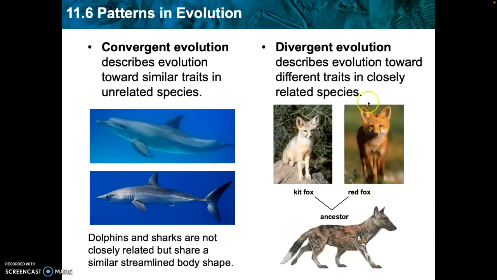Versus the red fox here, obviously a different color, lives in a different habitat. It lives in a more wooded environment. So it is more well suited for a woodland habitat, whereas the kit fox is more suited for the desert. They both came from this recent common ancestor, but they are evolving to look more and more different from each other through divergent evolution.